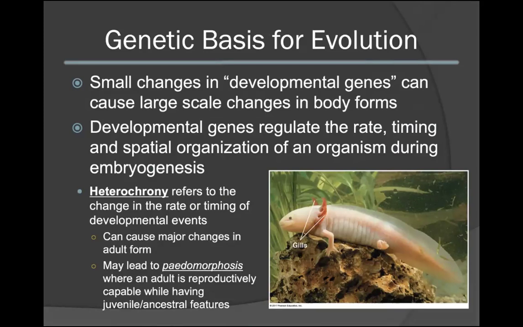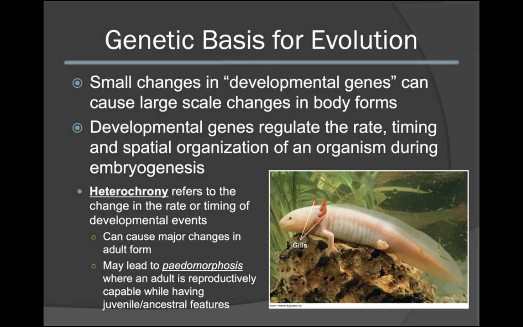Many species have evolved due to small changes in developmental genes. These small changes can cause large-scale changes in body form. This is because many of these developmental genes are involved in regulating either the rate, timing, or spatial organization of an organism during development.